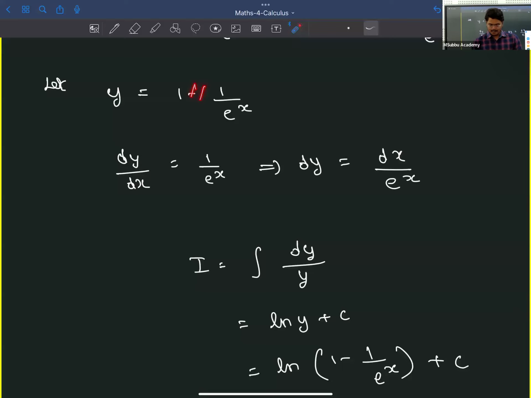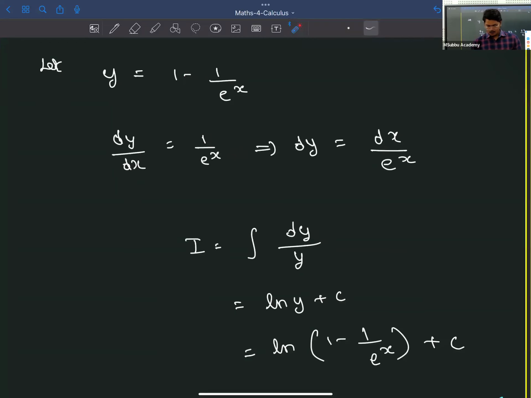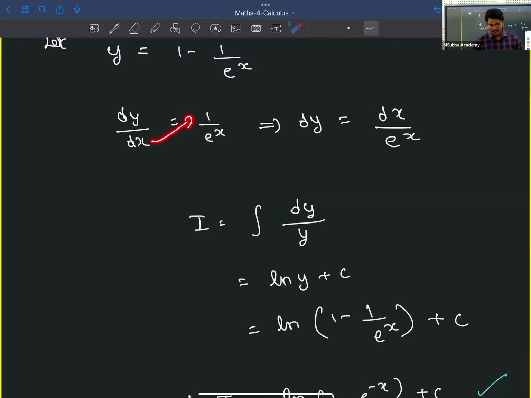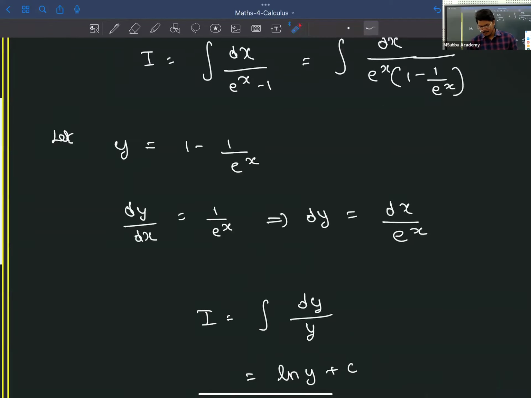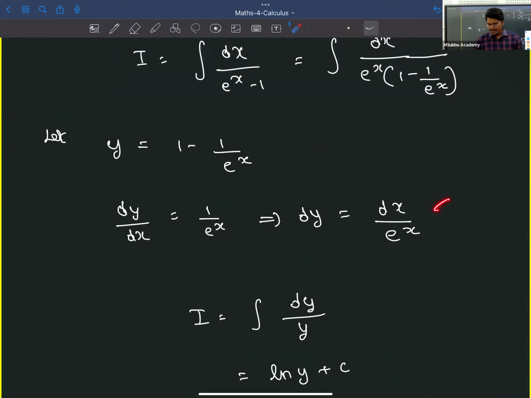So minus into minus plus. So 1 by e power x, that is the term we get. So now what you do is take this dx term here. So what you'll get is dy is equal to dx by e power x, okay. So dx by e power x.